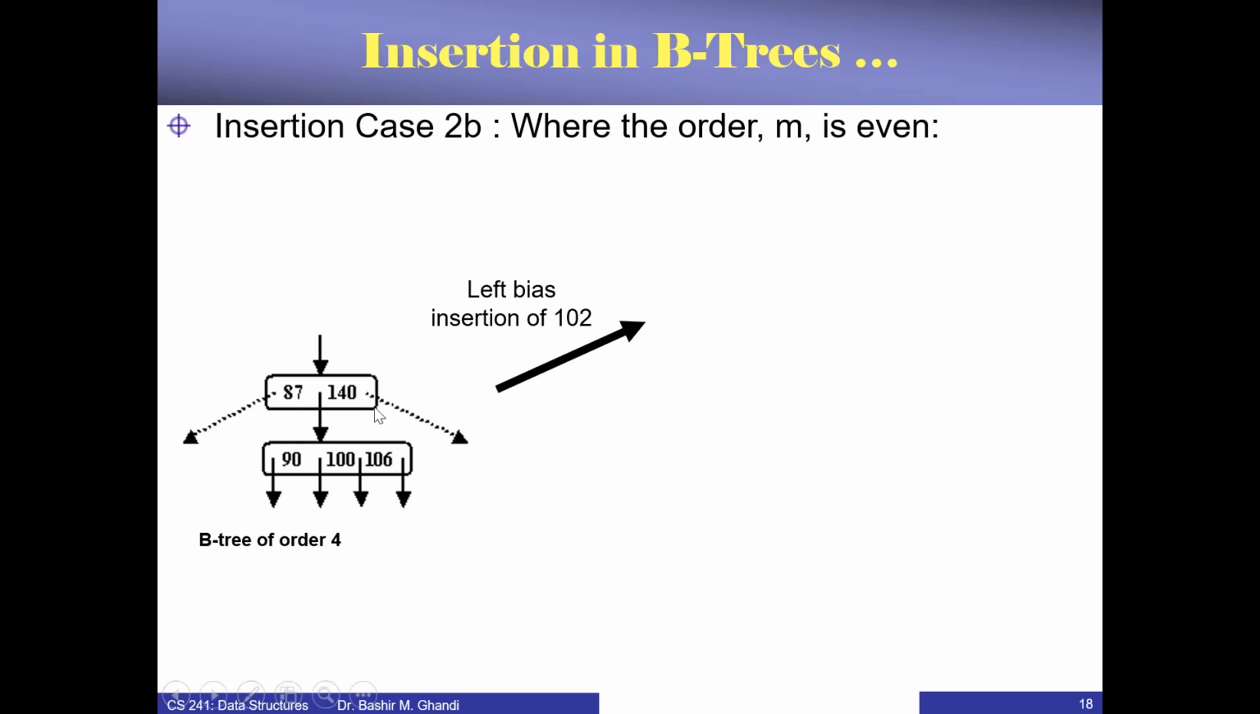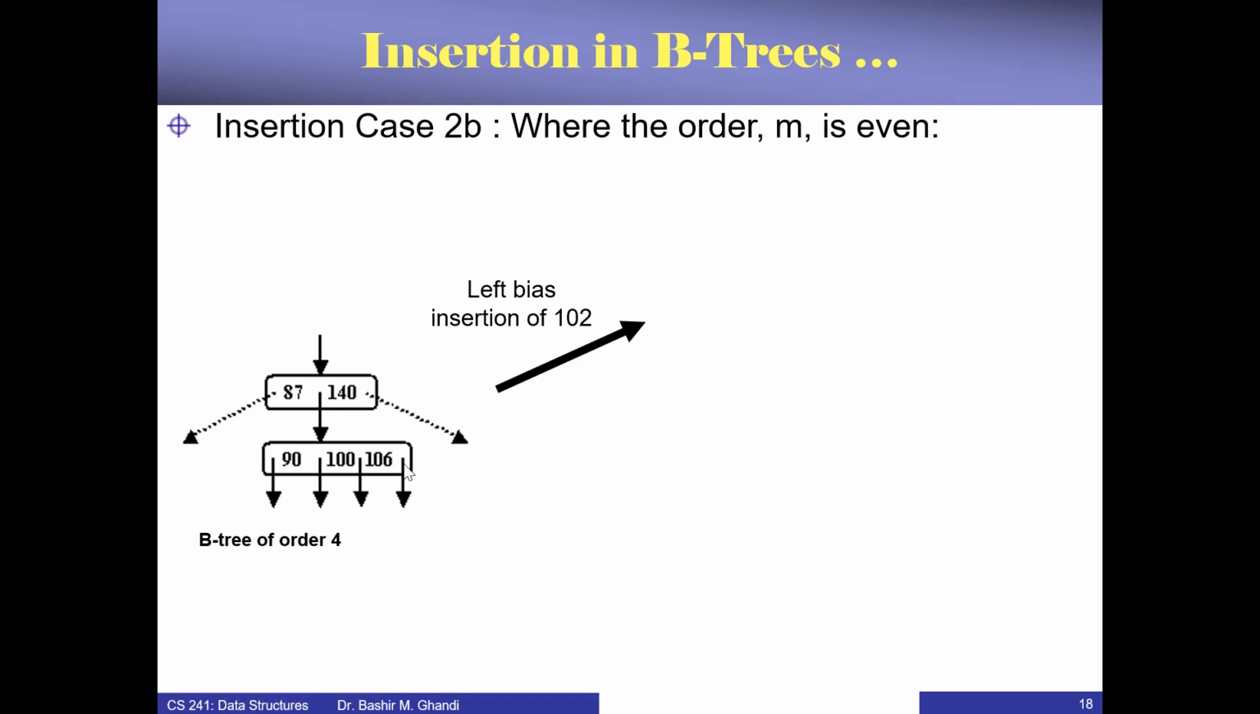All right, 102 obviously is more than 87 and less than 140. So it's going to follow this branch, and when we come here, this is the leaf node that we will find, but it is already full, because for order 4 the maximum number of keys is 3. This is already the maximum. Okay, so you ask yourself, where is 102 going to fit among these 3 numbers? It's going to fit between 100 and 106. But it's going to overflow, so we have to split it.